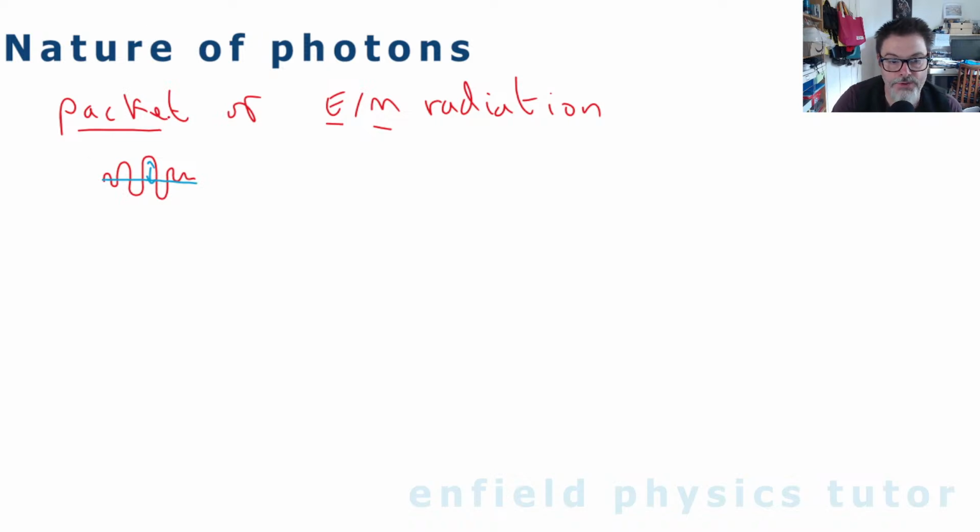So a photon is a packet of electromagnetic radiation, and it was worked out that the energy of these packets is simply equal to h, which is Planck's constant, multiplied by the frequency associated with these photons. Frequency is measured in hertz, and energy always in joules. So we have a little formula there for the energy of these photons.